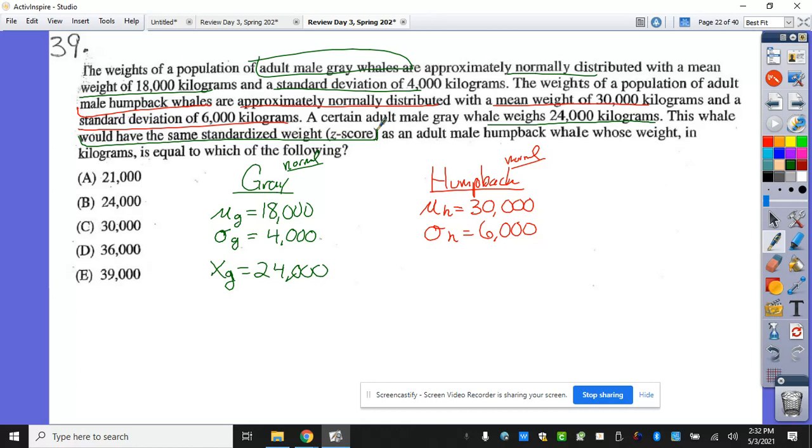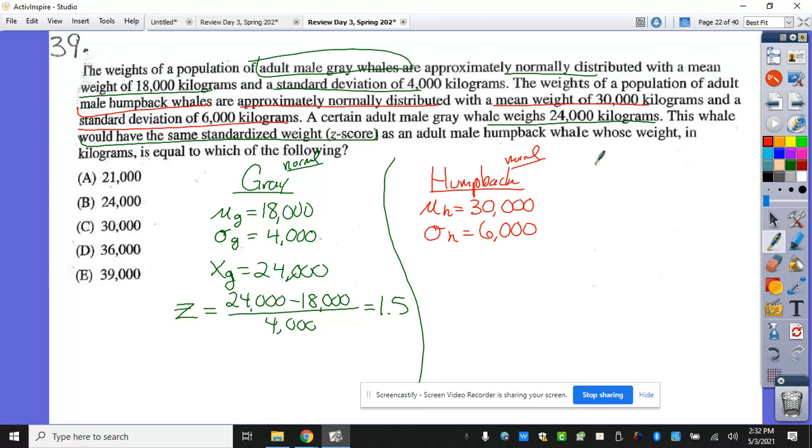So I can switch this one to a z-score. Plug in my numbers, tell me what to write first. 24,000 minus 18,000 divided by 4,000. Well, 24 minus 18 gives me 6,000. 6 over 4 gives me 1.5. So now it's saying, where would a z of 1.5 be if I now jumped over and went to this distribution?